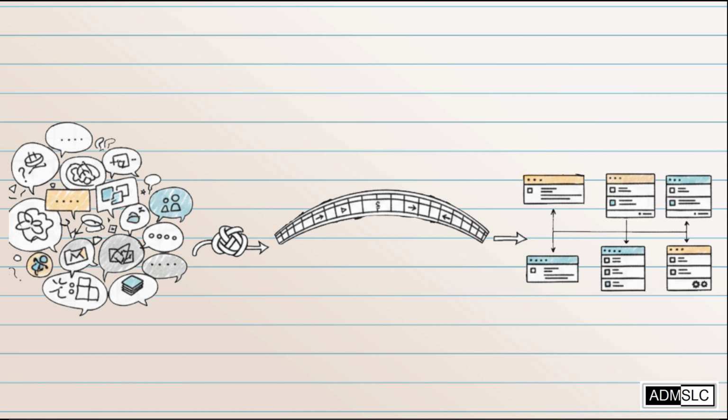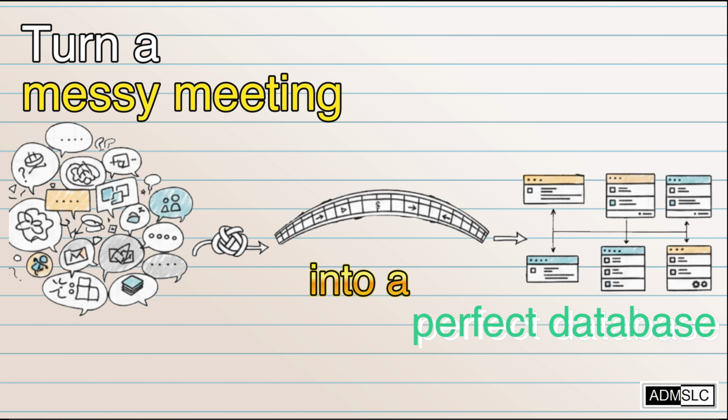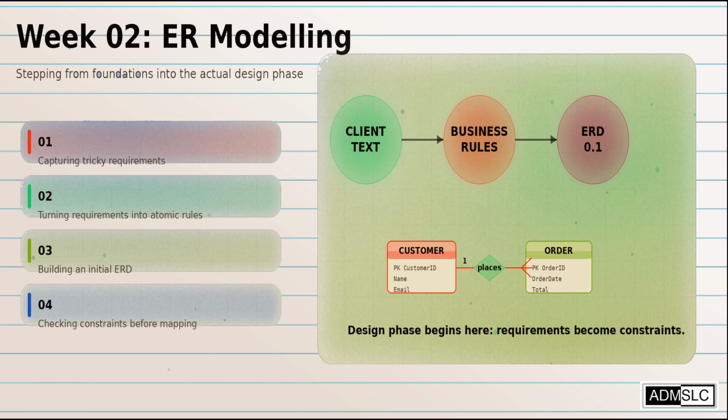Have you ever sat down with a client, asked them what they actually want their new system to do, and just received this completely chaotic, unstructured wall of words? Yeah, it happens literally almost every time. So today, we're going to explore a really fascinating challenge. How exactly do we bridge that massive gap between messy human conversations and the strict mathematical reality of a working database? I'm super excited to dive into this week's material with you because we're officially stepping away from all that foundational theory and jumping straight into the actual design phase. We're going to unpack exactly how to capture those tricky requirements and really master ER modeling.